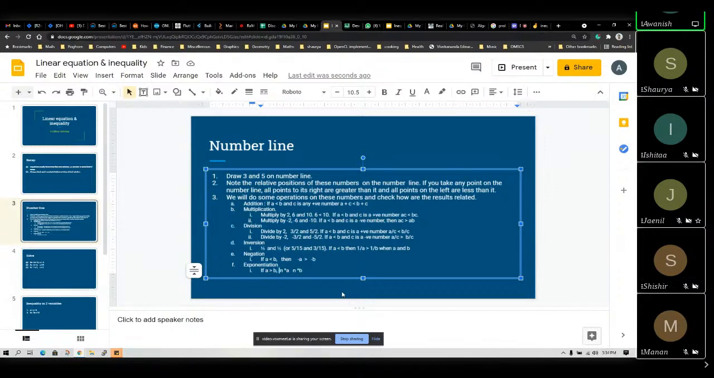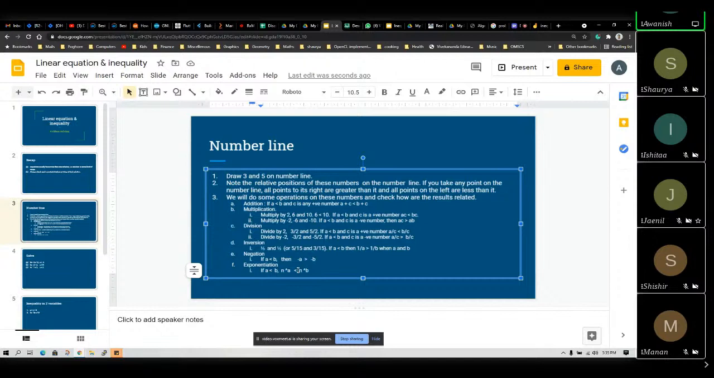Do you know about this? Sir, n raised to A will also be lesser than n raised to B. Okay, that is when A is less than B. Sorry, yes, right. Is this okay to all?